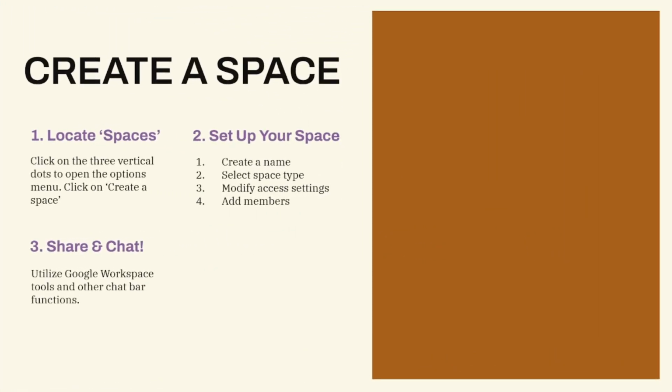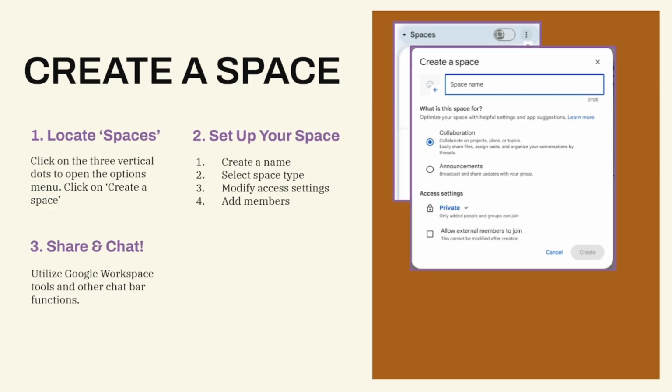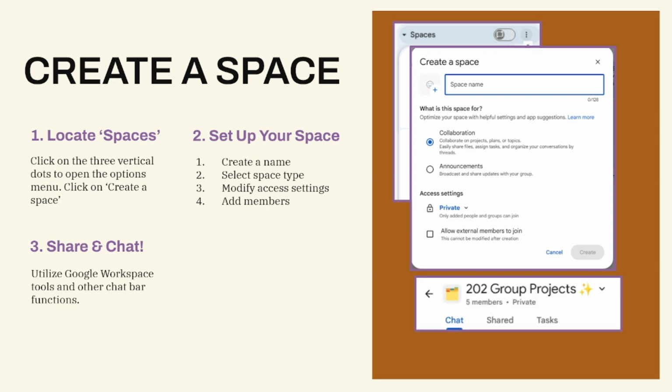To create a space, first you'll locate the Spaces section in your chat menu. Once you're there, you're going to click the three vertical dots to open the Options menu and then click Create a Space. From there, you can name your space, choose the type, if it's going to be collaborative or if you're just going to post announcements. You can adjust the access settings if you want it private, public, or allow external members to join. And you can also then add members to this space.